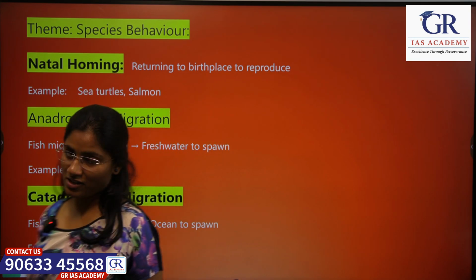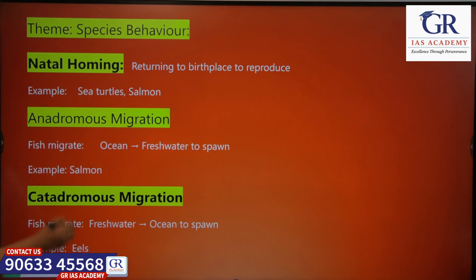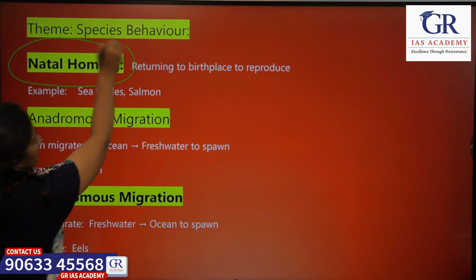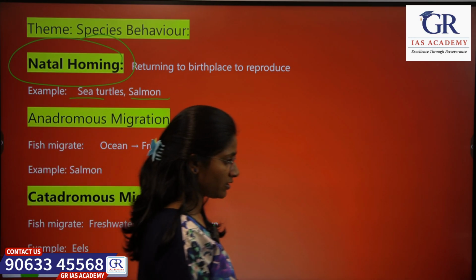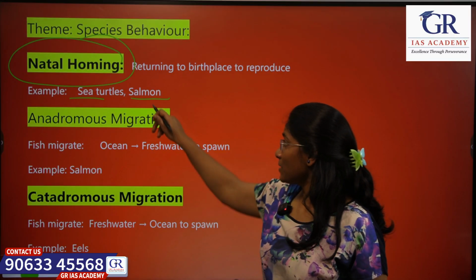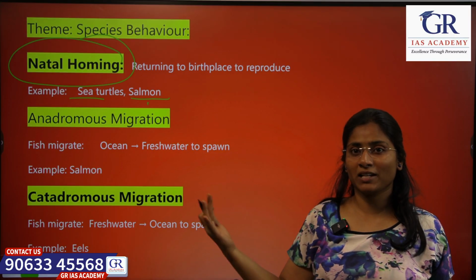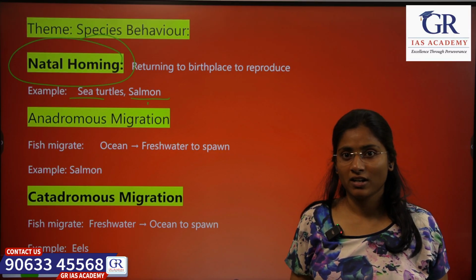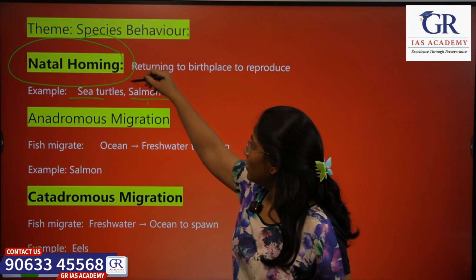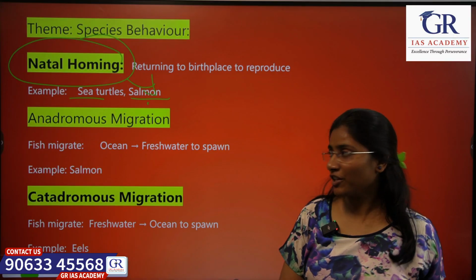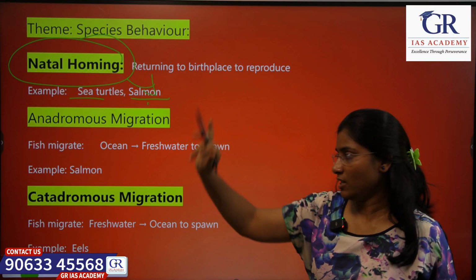Next comes natal homing. This is one of the behaviors followed by sea turtles and salmon. So what is this behavior? These species return to the place where they were born and reproduce. That is called natal homing. This is one of the behaviors of species.